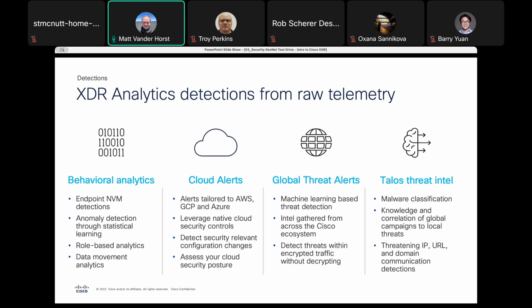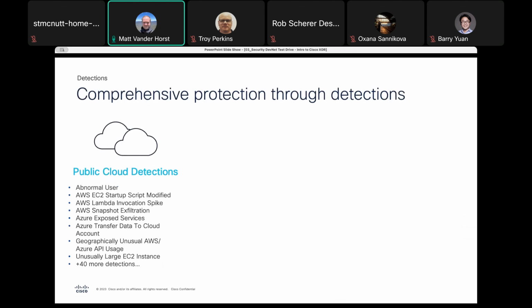We can also integrate with cloud platforms, so getting alerts from AWS, Google Cloud, and Azure. We have global threat alerts, which is partially related to Talos, where we're looking for intelligence and generating detections based on intelligence we have, whether it's malware classification or knowledge that we have of things being naughty or nice on the public internet or what have you. So lots of different ways that we can generate detections here from different sources of intelligence.